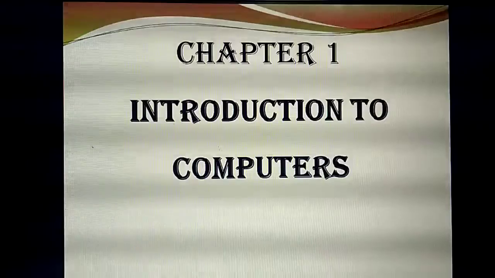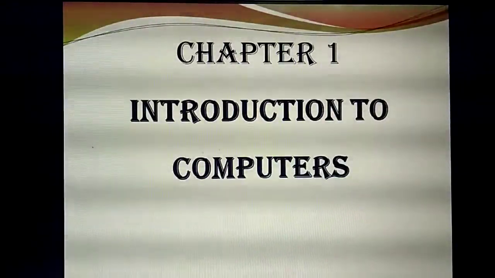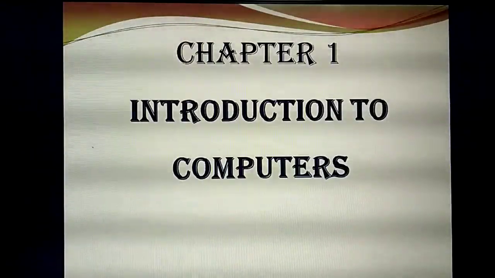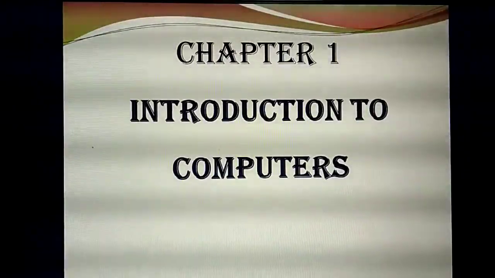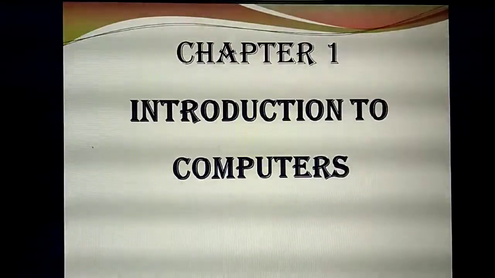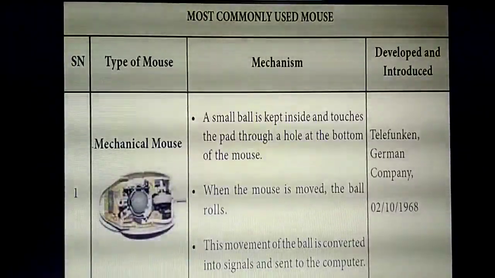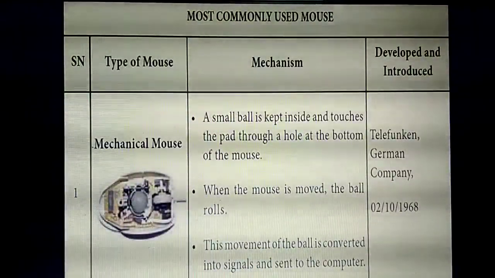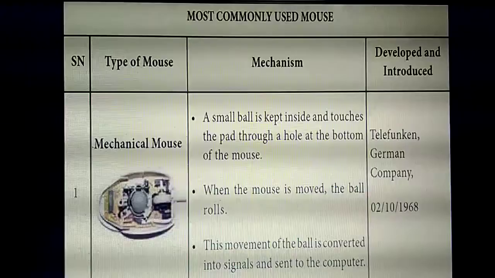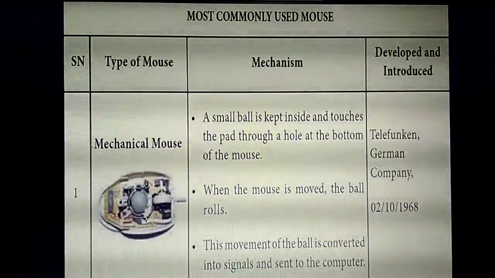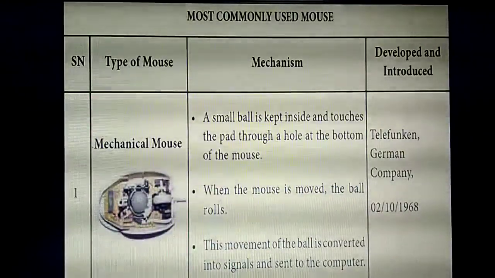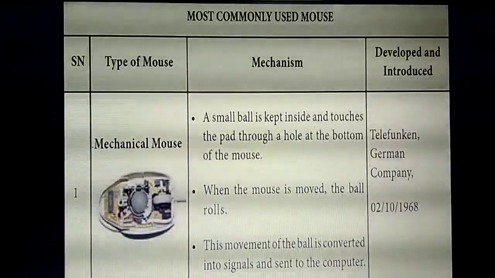Okay, understand? Then what are the things we discussed yesterday? Generations of a computer, functional components of a computer, then input and output devices. I gave an introduction about input devices and output devices. Yesterday you studied keyboard and mouse as input devices. So today we are going to study about types of mouse.